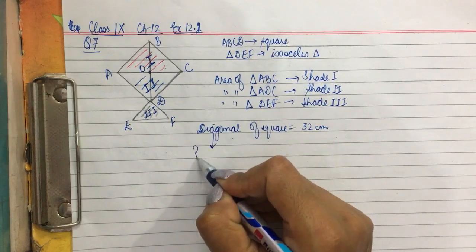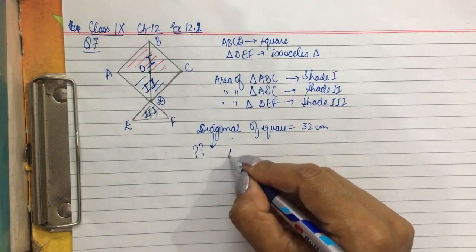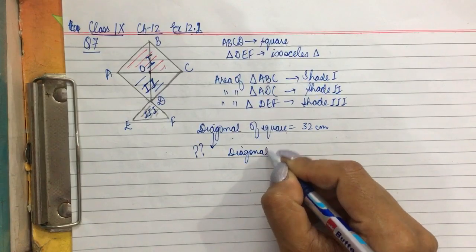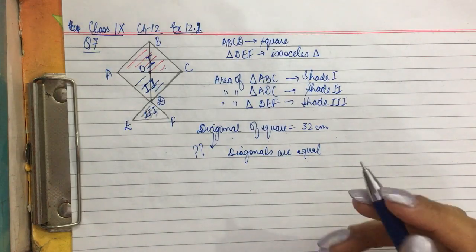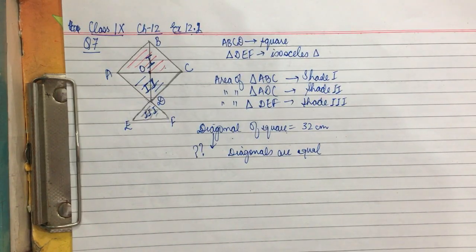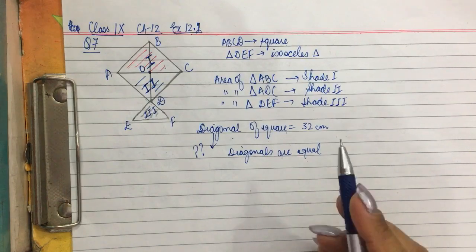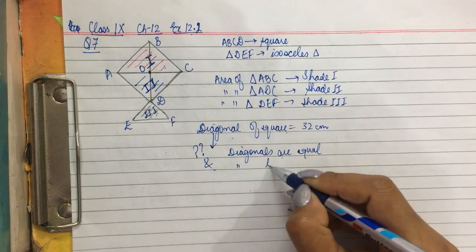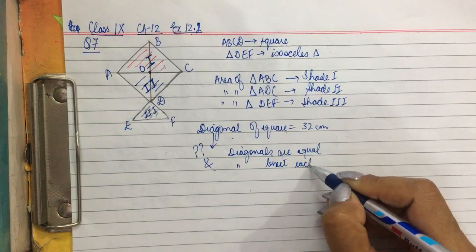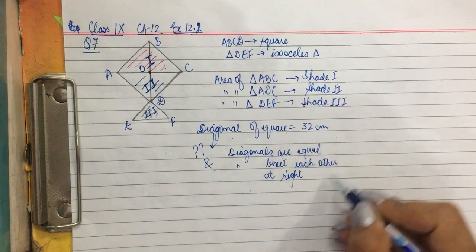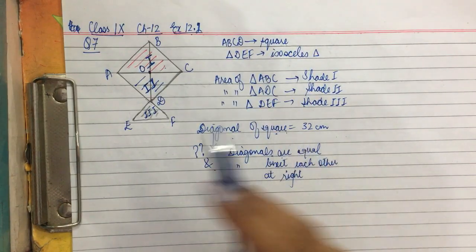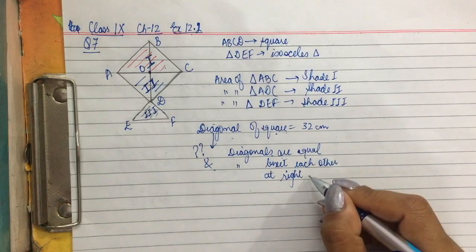What do we know about the diagonals of a square? We know that diagonals of a square are equal. What else? Think. Last year you have done properties of quadrilaterals, so you are aware of the property for the diagonals of a square. The diagonals of a square are equal, and along with that, the diagonals bisect each other at right angles. So this property of diagonals of a square will be used to find out the area of the first and the second part.